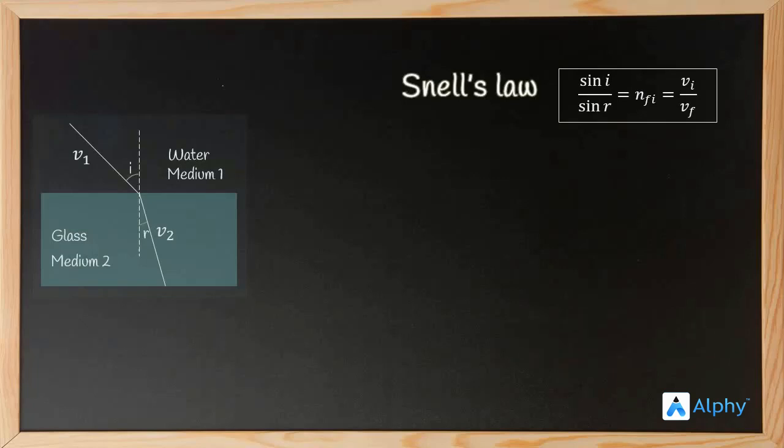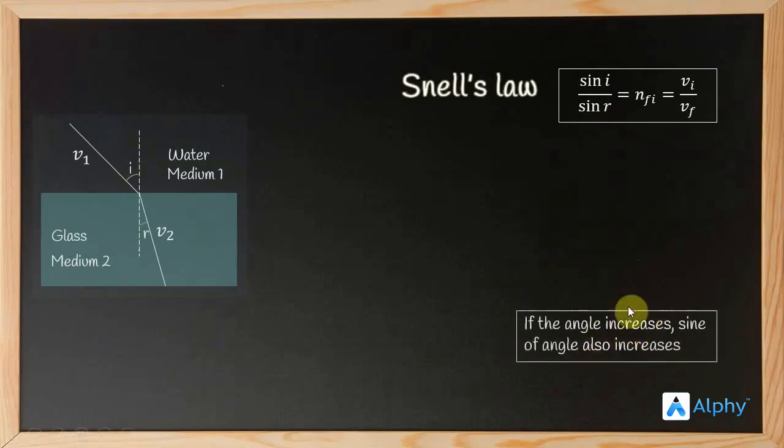So now let's see the proof. For that you should actually know what sine is. But there is nothing much that you need to know about sine. The only thing you need to know about sine is, if the angle increases, the sine of the angle also increases.